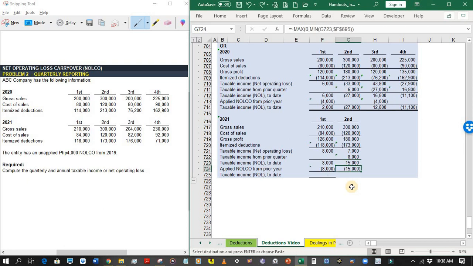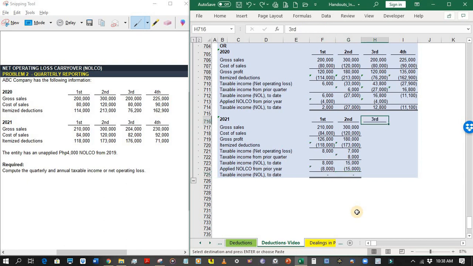15,000 pesos. Again, why 15,000 pesos? Because the 8,000 taxable income in the first quarter is part of the 15,000 pesos, which means that the 8,000 applied NOLCO in the first quarter is also part of the 15,000 pesos. And we just added 7,000 pesos. So there is no taxable income in second quarter. So let's proceed to third quarter.